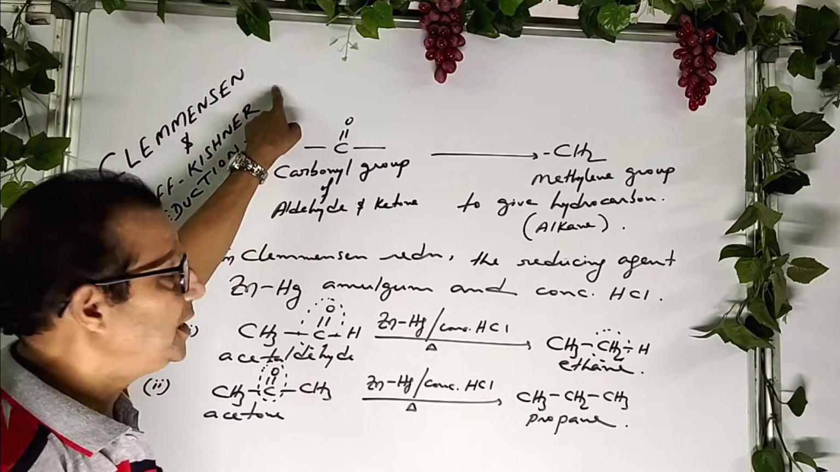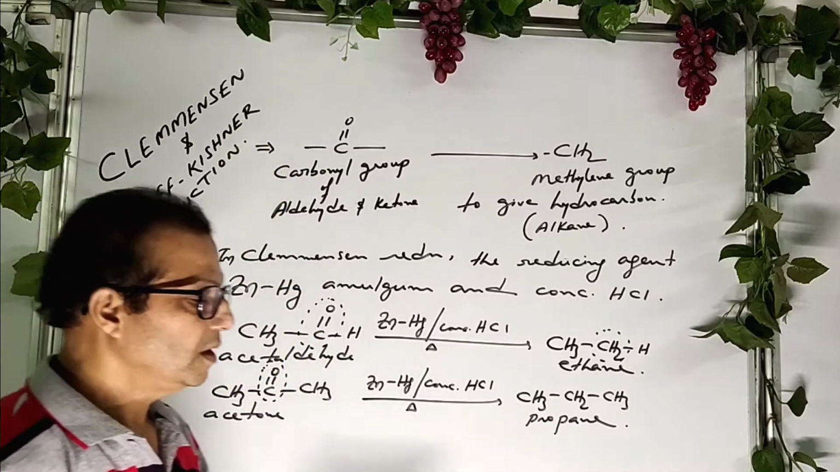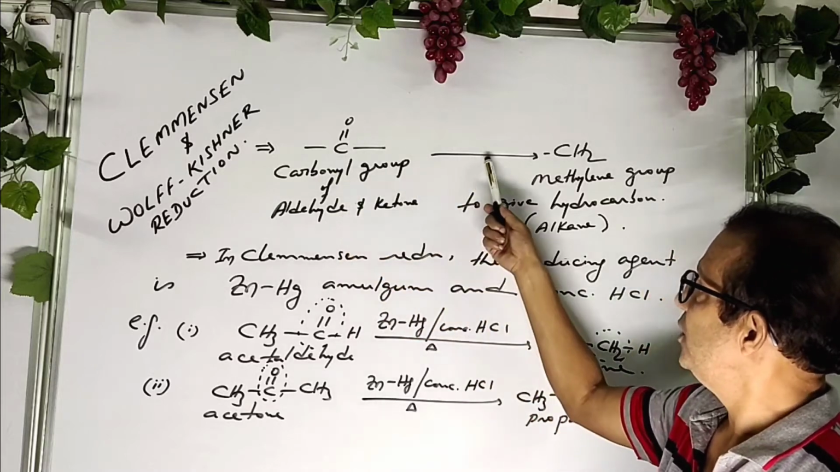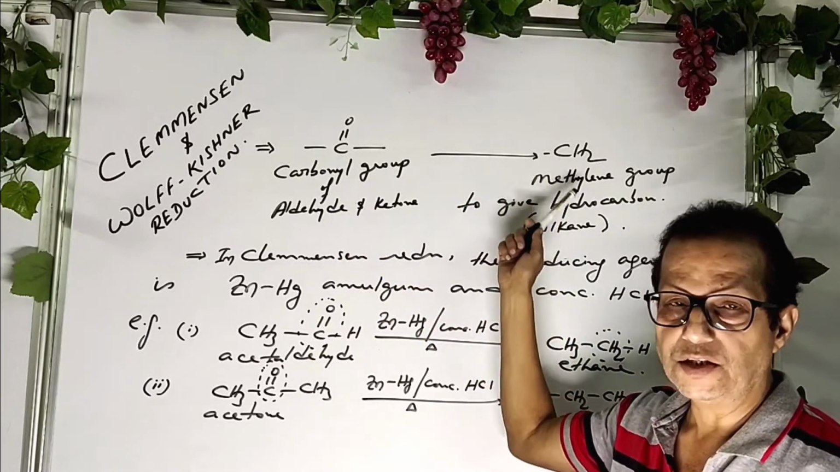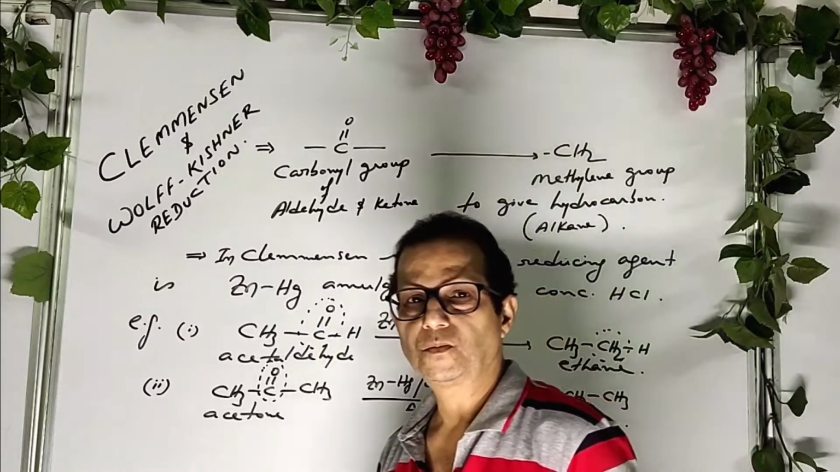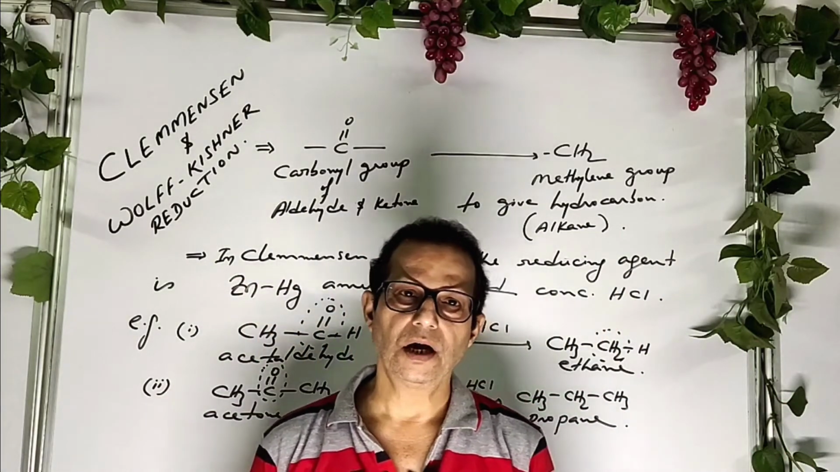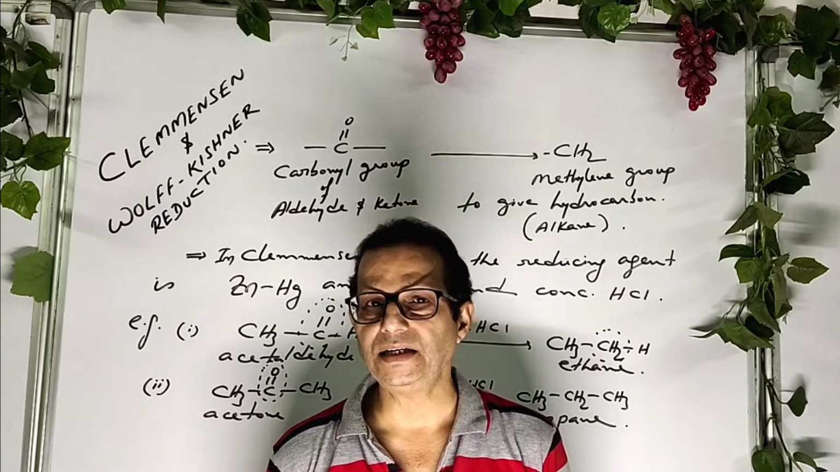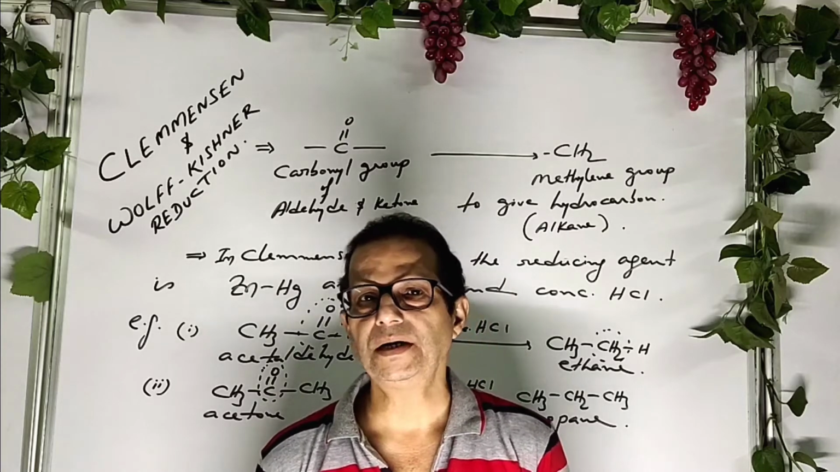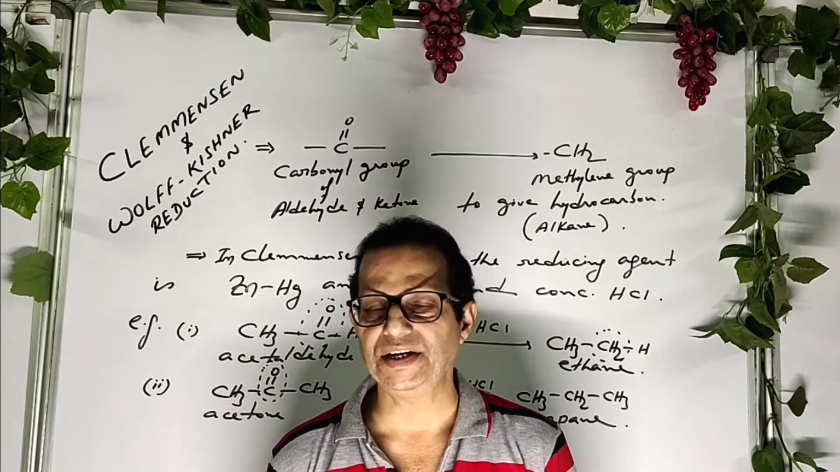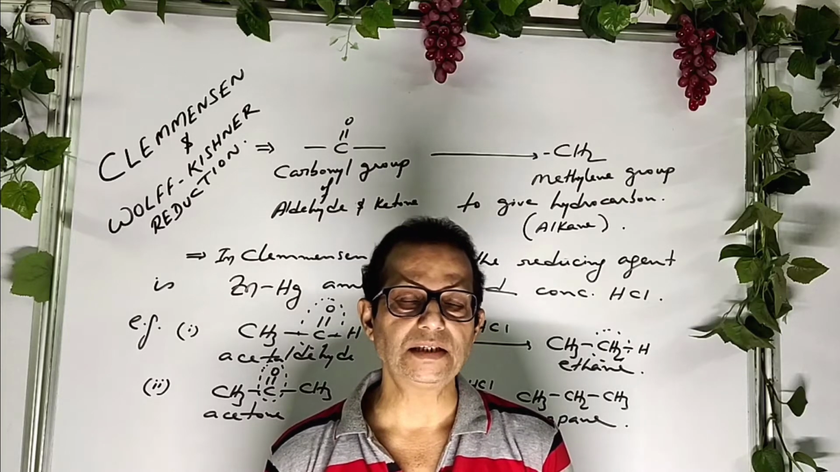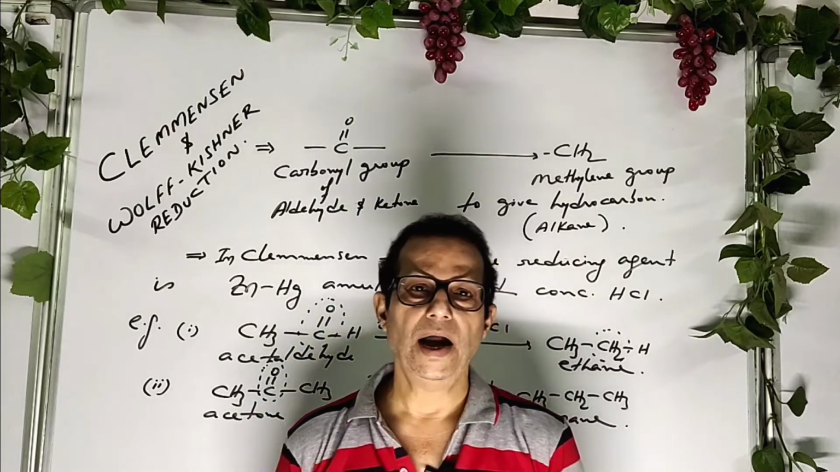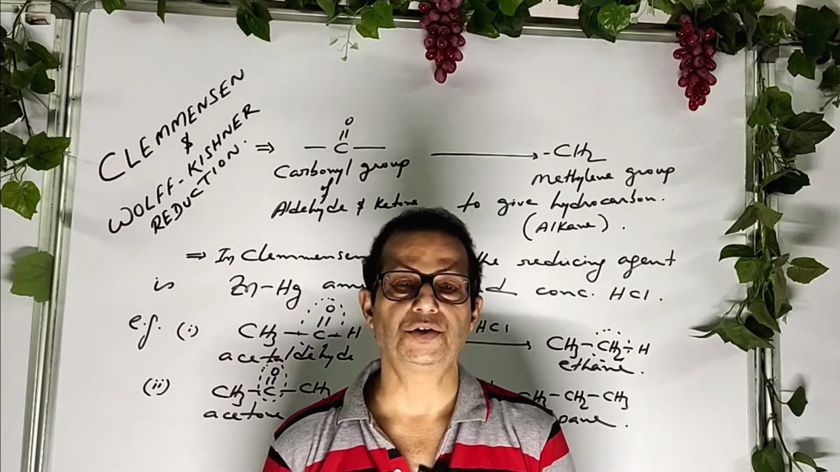During both Clemmensen and Wolff-Kishner reduction, the carbonyl group of aldehyde and ketone reduces to a methylene group, that is, we get an alkane or hydrocarbon. Both the reactions are the same with respect to the reactants and products, but the only difference is the reagent. During Clemmensen reduction, zinc mercury amalgam and concentrated hydrochloric acid are used.